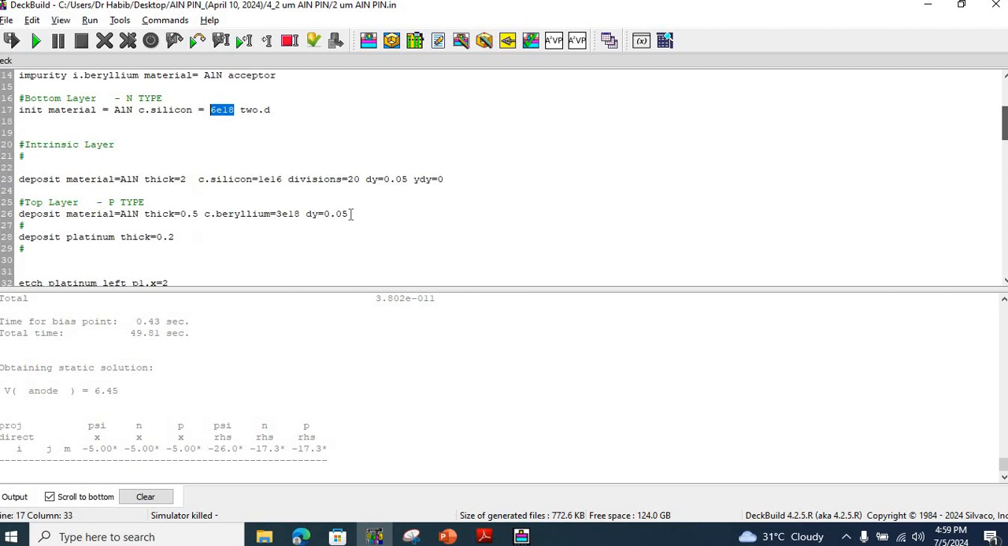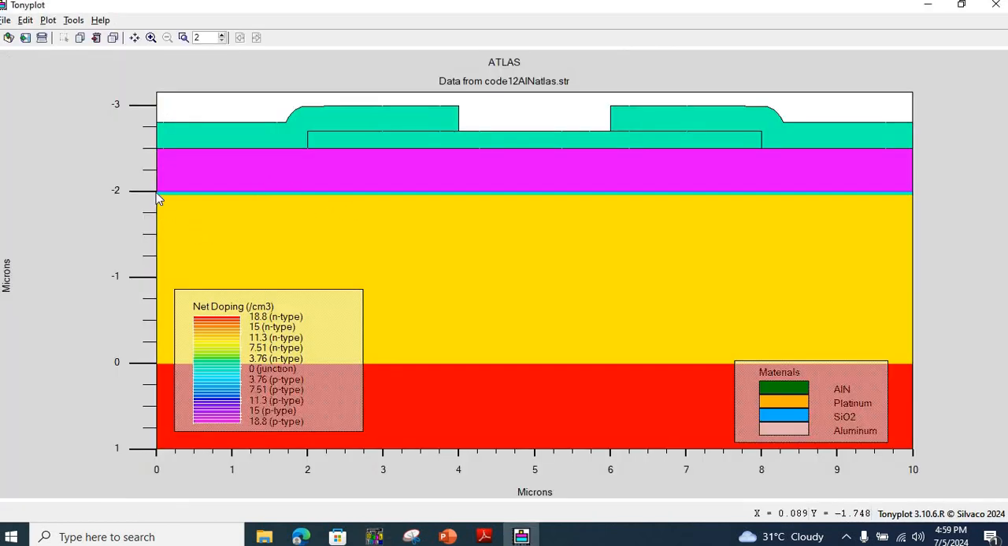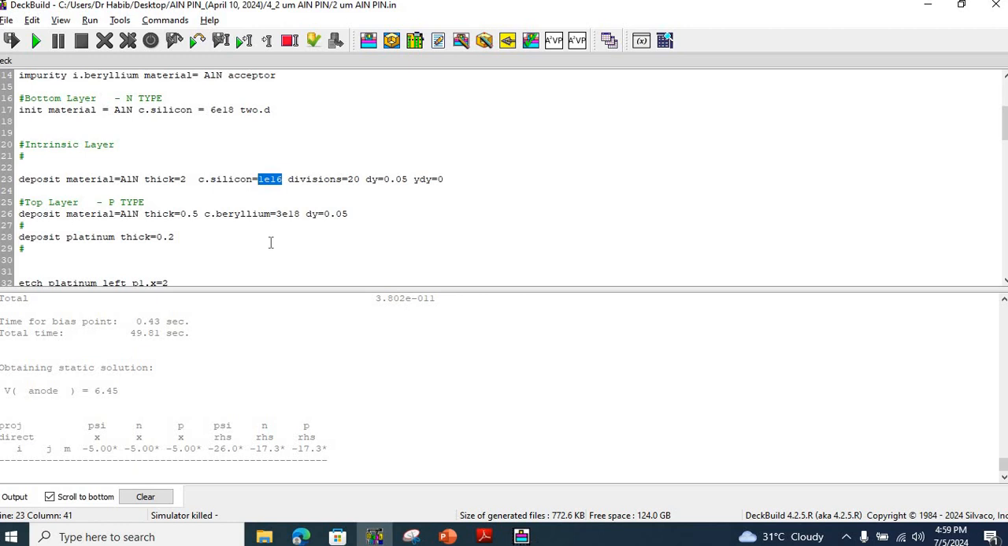Then I'm depositing another layer which is 2 micrometers thick. It has silicon doping, and its doping level is 1 × 10^16 per cm³. So as you can see, it's a 2 micrometer layer with an electron concentration of 10^16 per cm³. Then, this is my I layer.